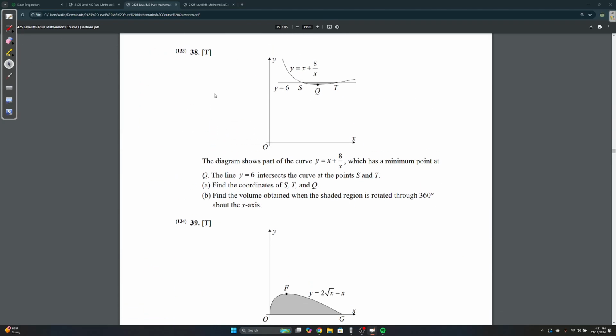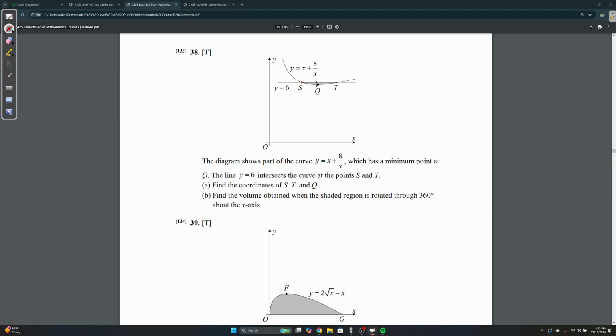Question 38. You have the diagram that shows part of the curve y equals x plus 8 over x, which has a minimum point at Q. The line y equals 6 intersects the curve at the points S and T. So we're above 0, we're over here at 6. Find the coordinates of S, T, and Q.